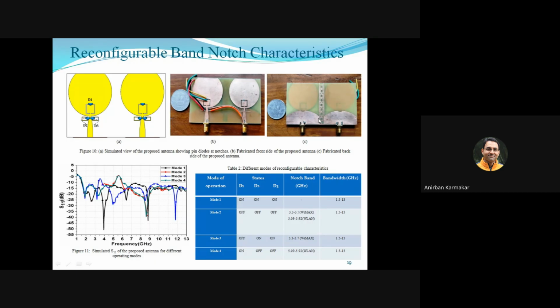So this is the back side of the antenna, where we can see split ring resonators are there in the ground plane, and we have used a simple coin for comparison to show the compactness of the antenna. So these are the different modes of the antenna which I have already discussed earlier, and this is the S11 characteristics at different modes of the antenna.